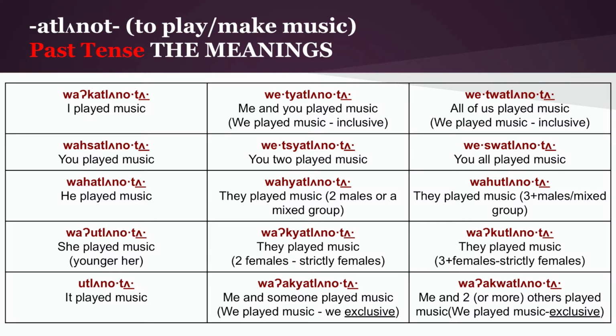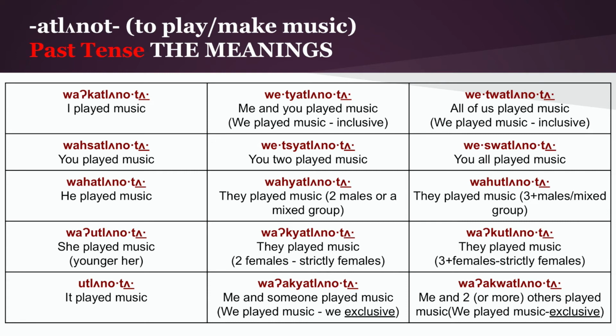Right, so we talked about the words, the past tense prefixes, the prefix patterns, the pronouns, and the changes to the pronouns, and now we're going to talk about meanings, okay? So we have wa gudlanod, I played music. You see that past tense going on in that meaning. Wa gudlanod, I played music, I made music, it can mean that too.